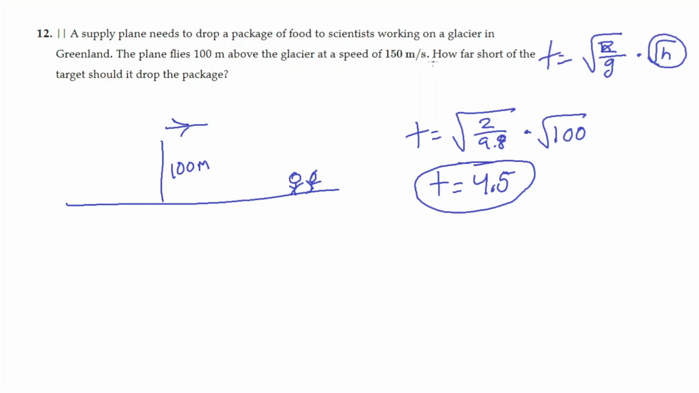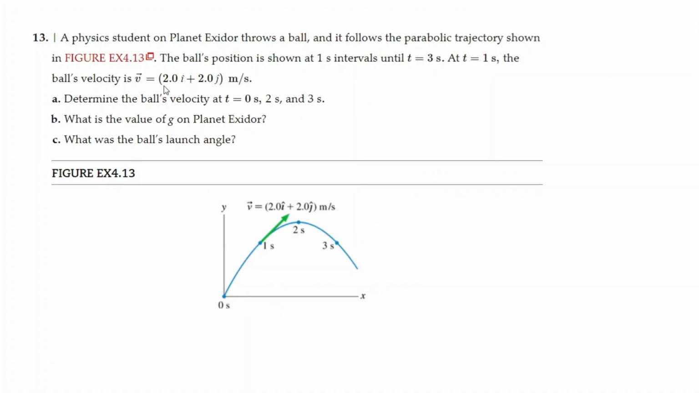So they're looking for how far, which is distance. They're not looking for time here. So in order to find distance, we're just going to do 4.5 times 150 meters, which is how fast the plane is moving. So 150 times 4.5 is going to give us an answer of 675, or approximately that. Yeah, 675 meters is how far short of the target the package should be dropped. Alright, so let's move on to number 13.